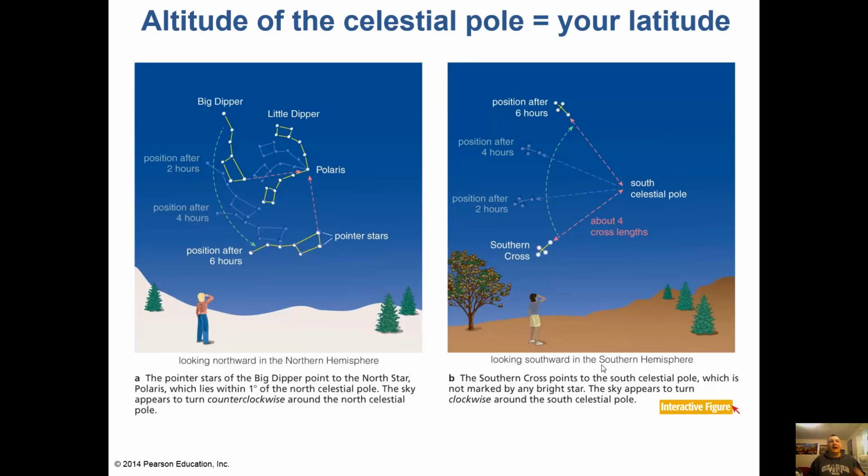Now, how do we find the pole star? Well, we can look for the Big Dipper. The Big Dipper is not actually a constellation. It is what we call an asterism. It's a part of a constellation. The main constellation of that is Ursa Major, the Big Bear. What we can see here in the Big Dipper is the handle of the Dipper and then the bowl of the Dipper. And those last two stars in the bowl of the Dipper point to Polaris, which is actually part of the Little Dipper, Ursa Minor.